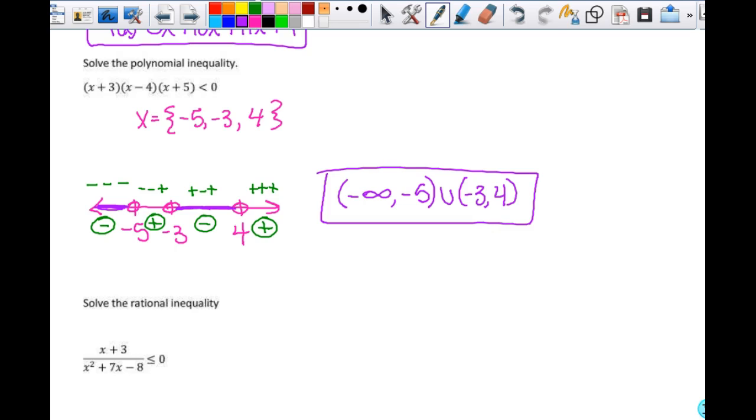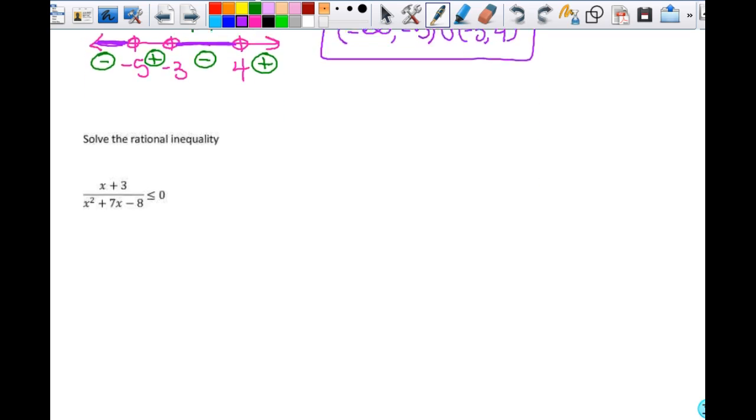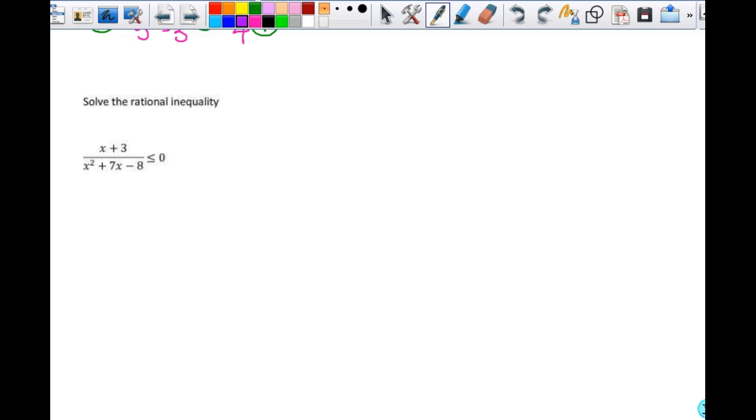All right, so then I have a rational inequality to solve. In order to do this, I'm going to need to factor the denominator. So this leaves me with x plus 3 over, and then I'm going to get two binomials, x and x, because this is 1. This is negative, which means my signs are opposite. And that would be a positive 8 and a negative 1. That's supposed to be less than or equal to 0.